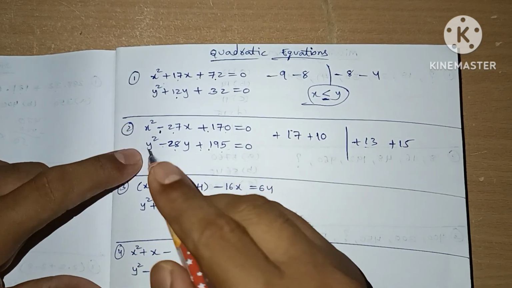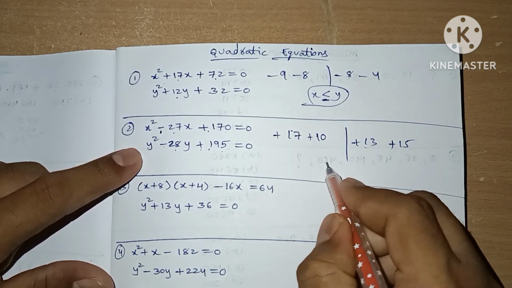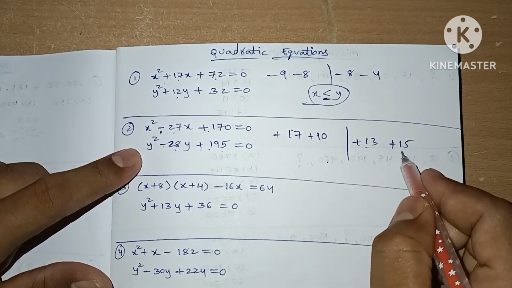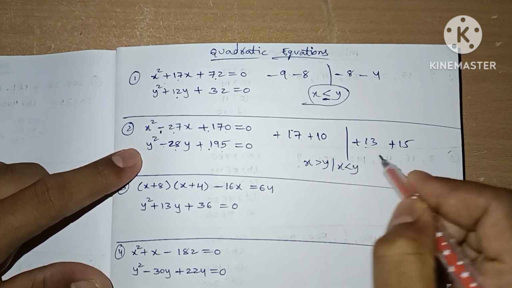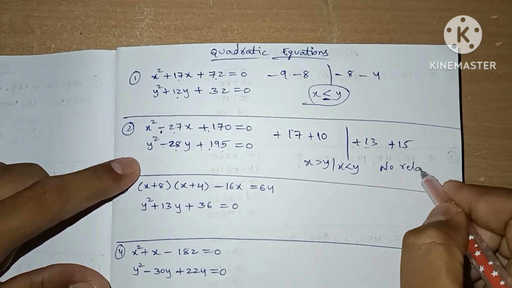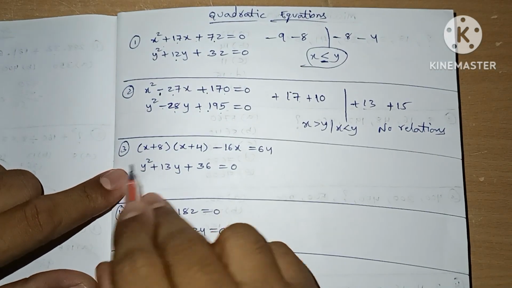The bases are equal, so we are comparing these two. By comparing these two, it is clear that 13 and 15 come in between these two, means x greater than y and x lesser than y comes here, so there is no relation between these two equations. Now we are going to see question 3.